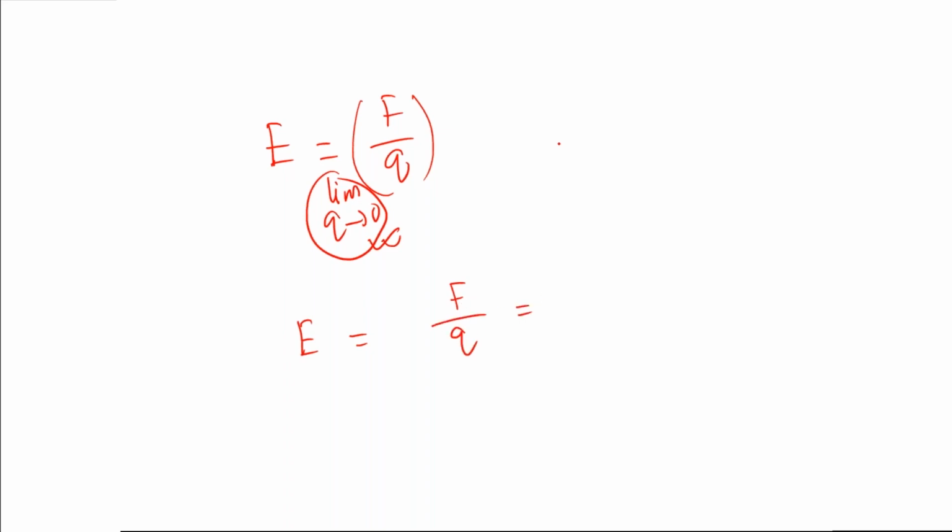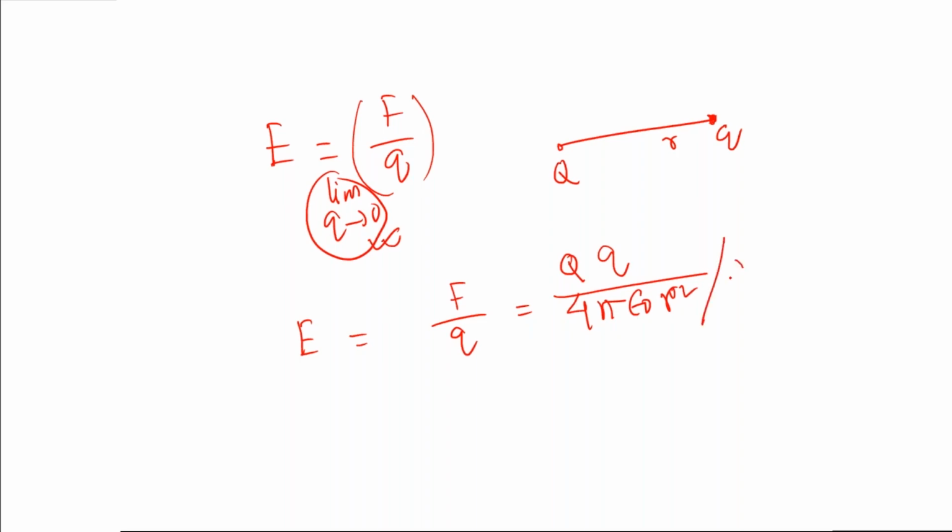What is the Coulomb force between Q and q at distance r? This is small q, this is capital Q. The force is capital Q times small q divided by 4 pi epsilon naught r square, as I have taught you. Now this divided by small q gives the electric field, which is capital Q by 4 pi epsilon naught r square.